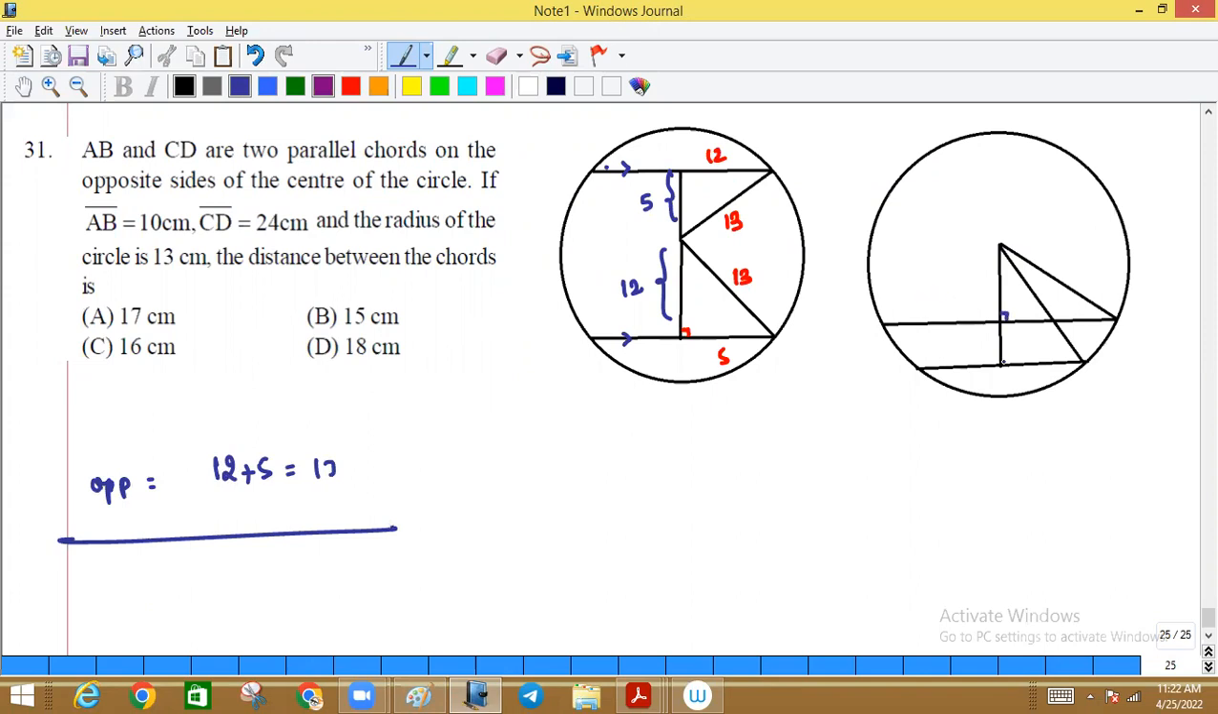If they are on the same side, this is 12, this is 5. Understood? Everything else is same now. 13, this is 12, this is 5. So 12 minus 5 is how much? 7. If they are on the opposite side, it is 12 plus 5. If they are on the same side, it is 12 minus 5. Copy that. After that, take a break.